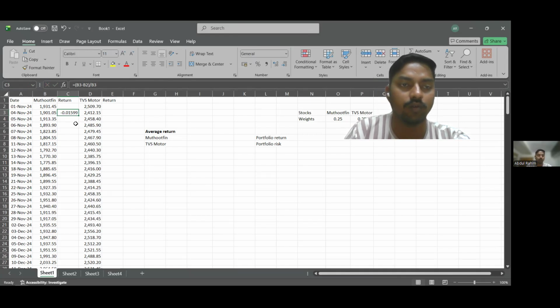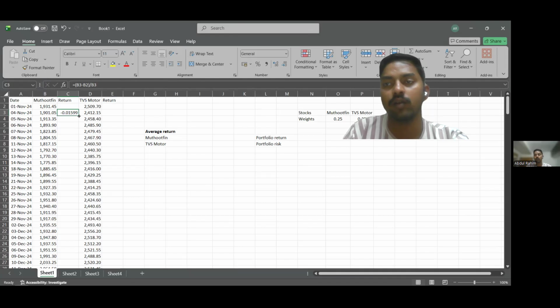So it gives 0.01599 in negative. It means on the first day, for example, I invested in Muthoot Finance yesterday at a share price of 1931.45, and today the value of this finance company is 1901.05. So it has declined from yesterday. So that's why it gives me a negative.